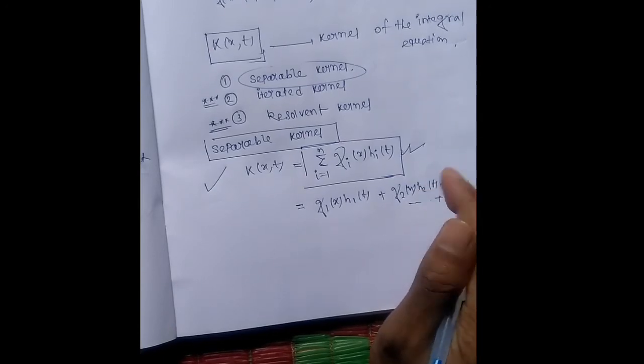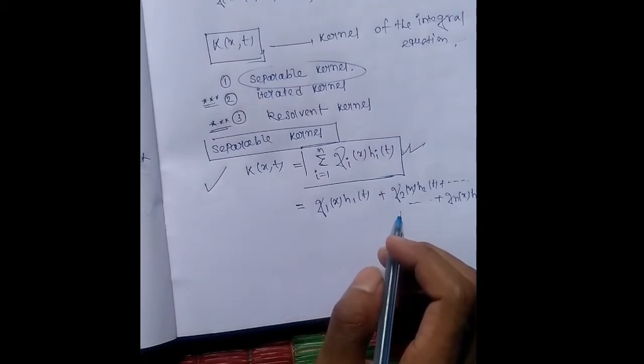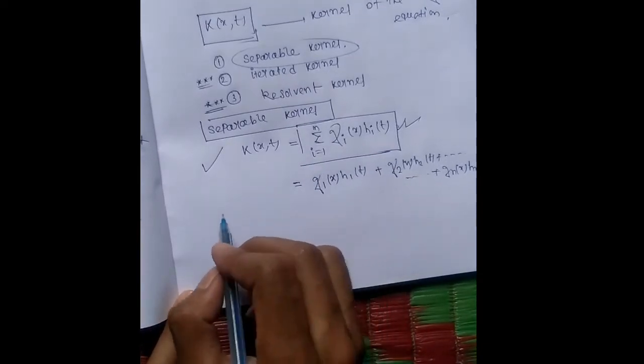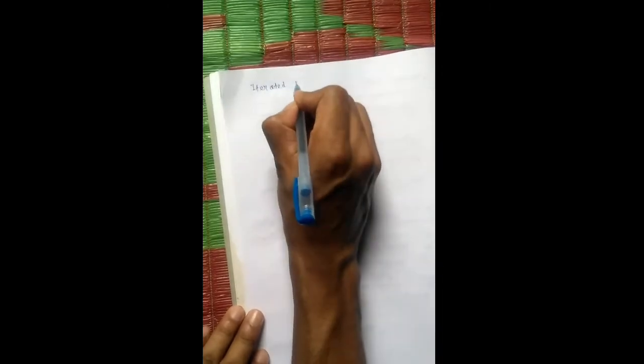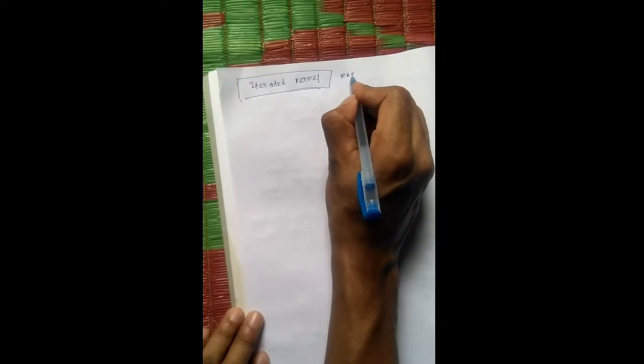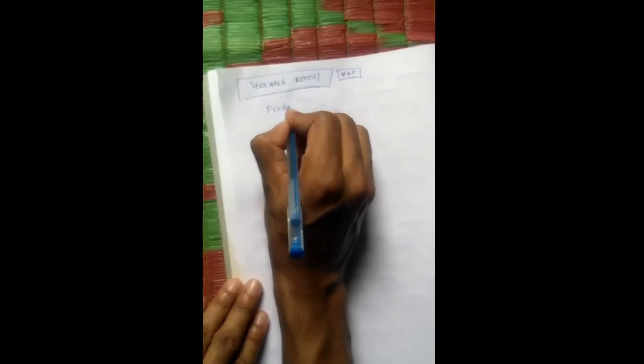And the next, iterated kernels, and then separable kernels. Now the iterated kernel, let's talk about iterated kernels. It's very important. So first of all we consider the Fredholm integral equation.